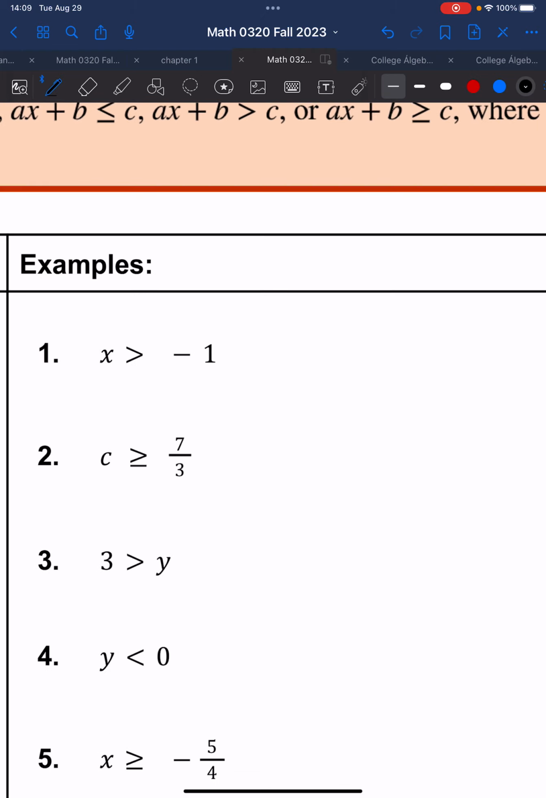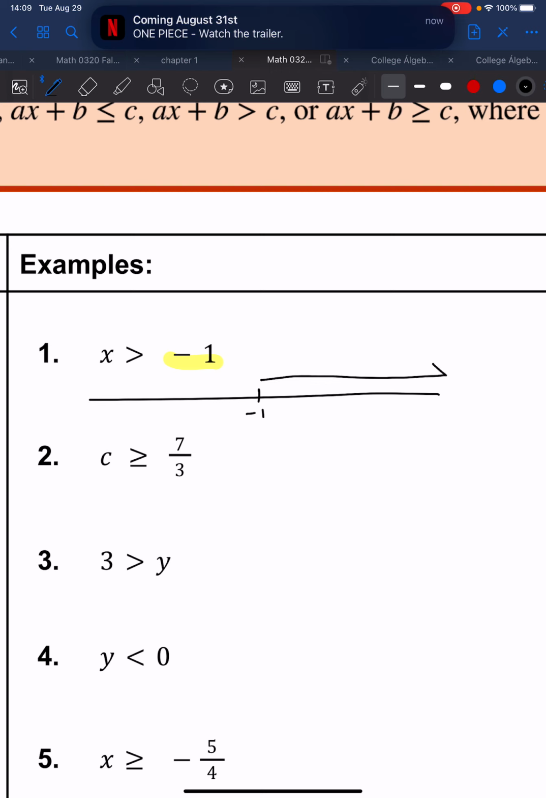Example 1, we have x is greater than -1. So we're going to draw a number line, and the only number we're going to put on that number line is the number that we see here, in this case -1. So I'm going to write -1 on the number line, and then it says x is greater than -1. So all the numbers greater than -1 are going to go in the right direction. And since this is a greater than symbol and not a greater than or equal to symbol, we can choose to use either an open dot or a parentheses. For these examples, I'm just going to be using the open dot versus the closed dot. Okay, so then that's our answer for number 1.